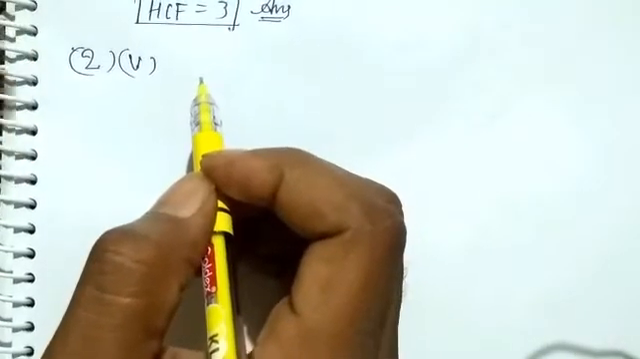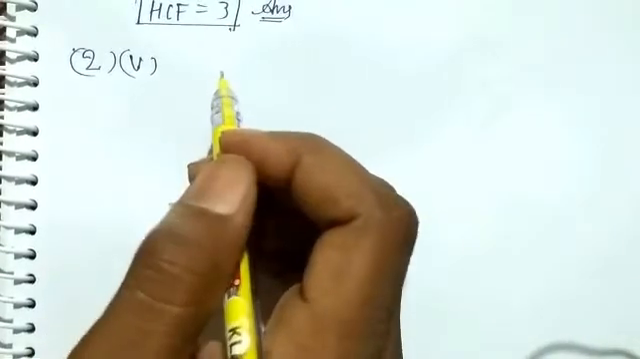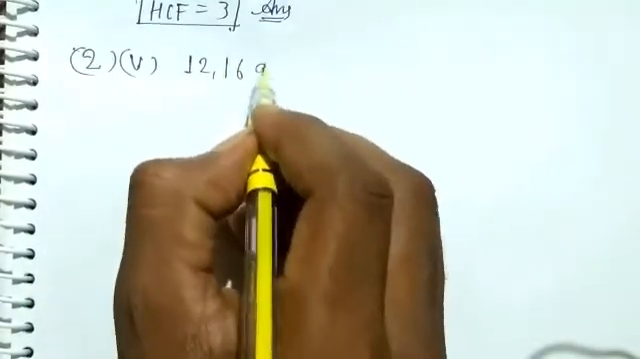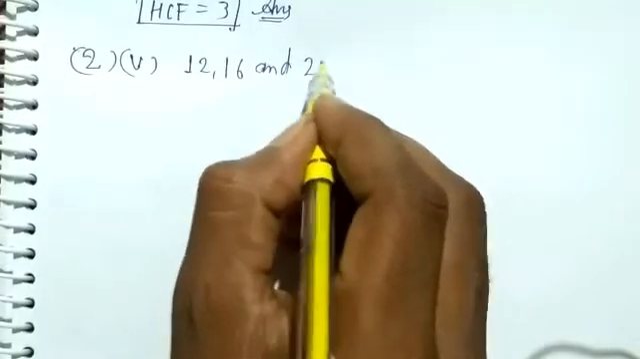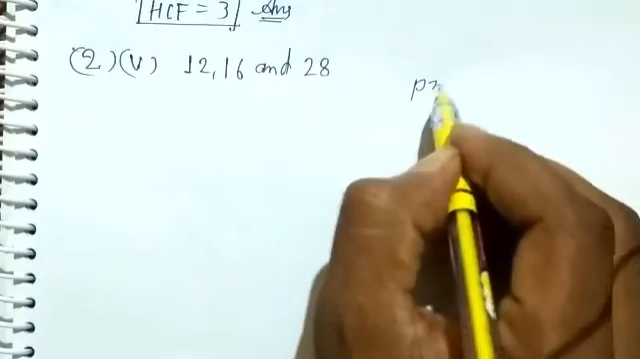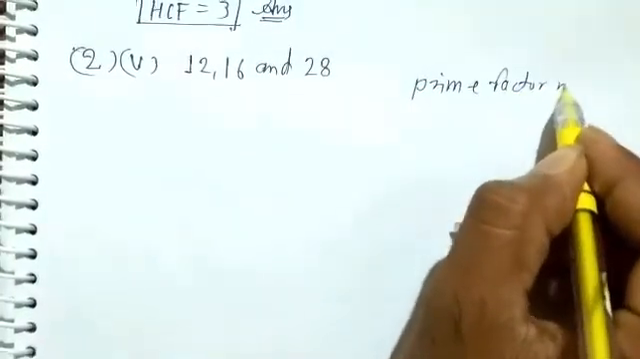Now question number 2: using the prime factor method, find out the HCF. So we will solve part 5, that is 12, 16 and 28. First of all, we have to find out the prime factors. The method is the prime factor method.